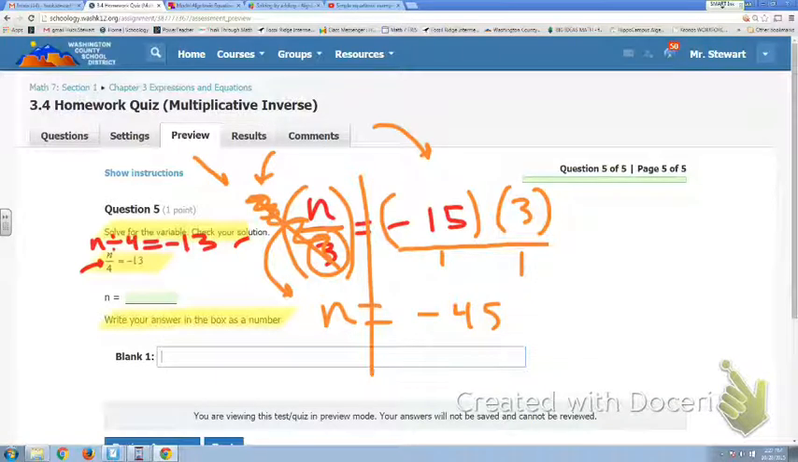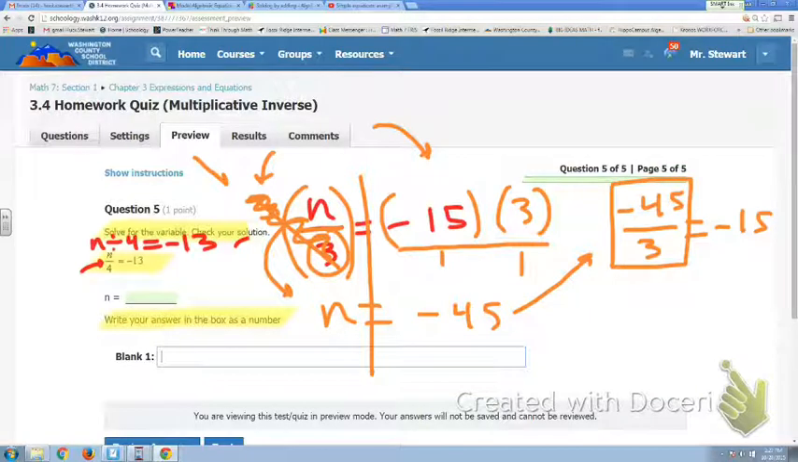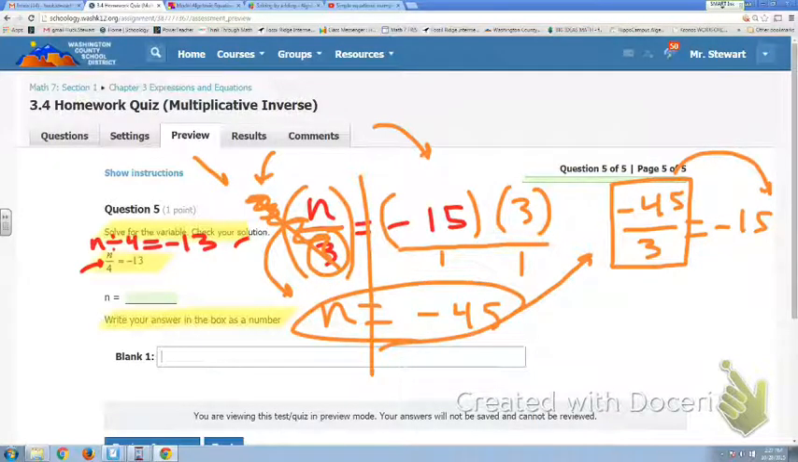I can test this by plugging it back in. So let me rewrite the equation, but this time, instead of putting n, I'm going to put the solution, which I got to be negative 45. So I think, what is negative 45 divided by 3? If this gives me negative 15, then negative 45 is my correct solution. No need to guess. I can just check. I do negative 45 divided by 3, and I get negative 15. And so that checks out. A negative 15 is the same as a negative 15.